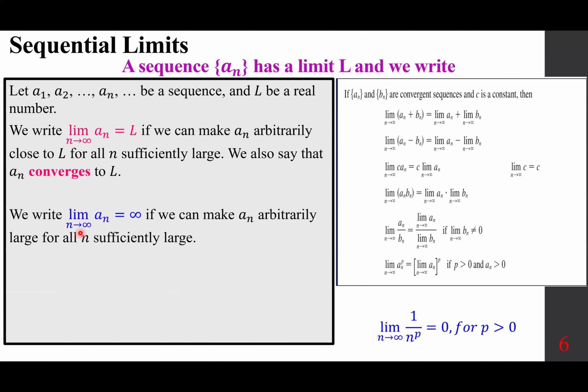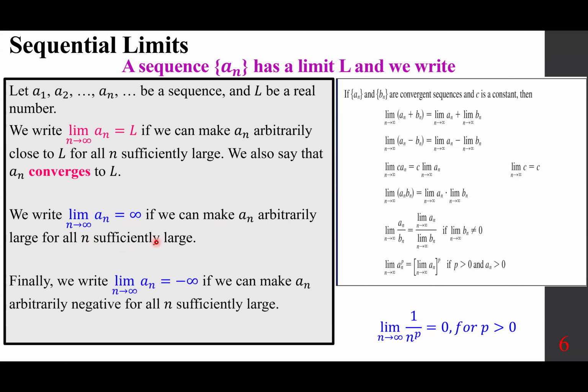So we write the limit of a sub n as n approaches infinity is infinity if we can make a sub n arbitrarily large for all n sufficiently large. Finally, we write the limit of a sub n as n approaches infinity is negative infinity if we can make a sub n arbitrarily negative for all n sufficiently large. And of course, the sequences diverge in the last two cases. So over here, they diverge.